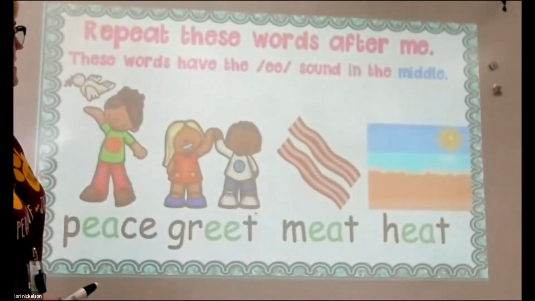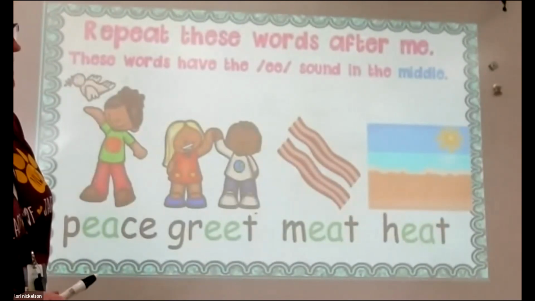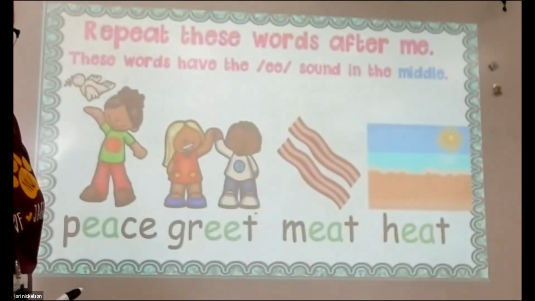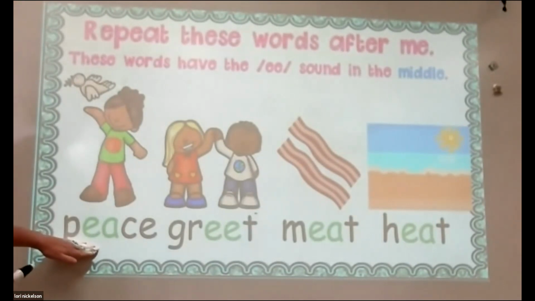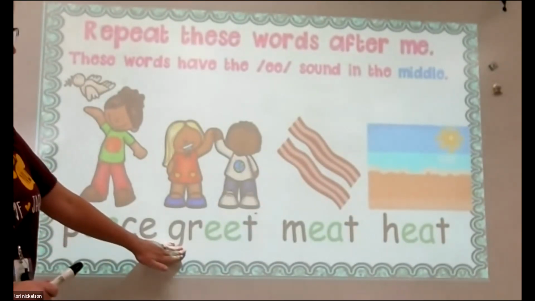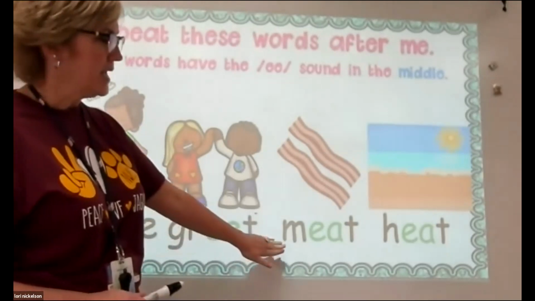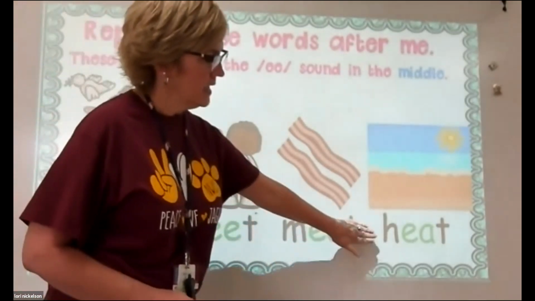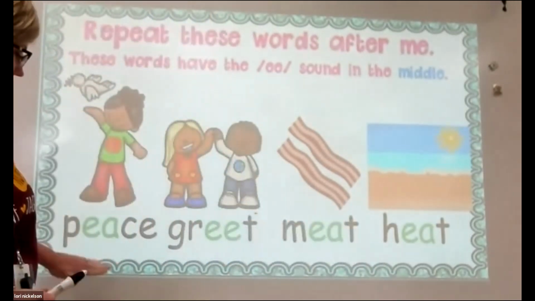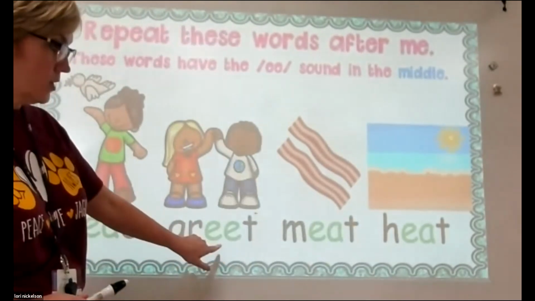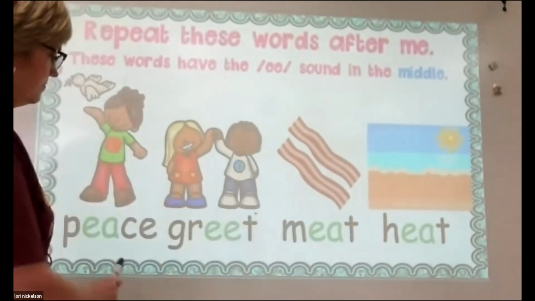So repeat these words after me. These words have the E sound in the middle. Peace, greet, meet, and heat. Notice that EA is right there in the middle, or EE.